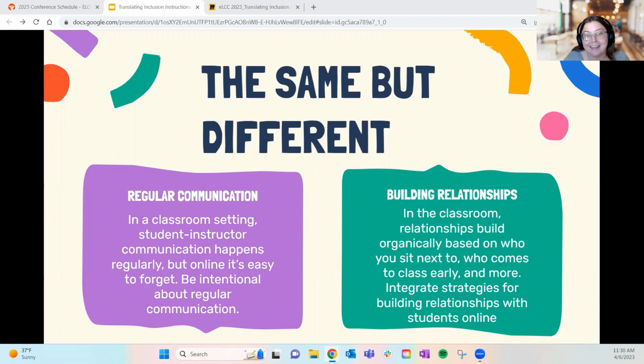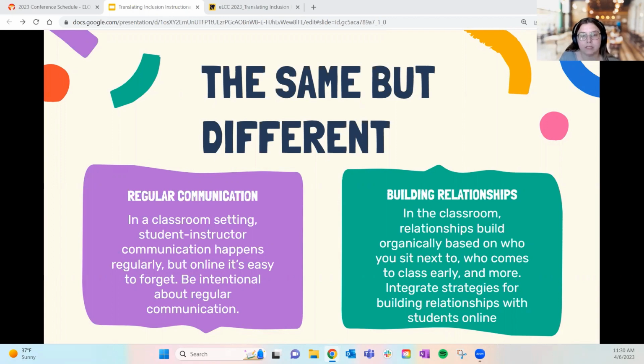It's pretty organic in the classroom. Who do you sit next to? Do you come early so you can talk to the professor? Do you stay late so you can talk to the professor? Those, again, office hours, those things kind of happen a little bit more organically. It's not as difficult to do in person as it is online. Certainly doesn't mean that there aren't challenges in person as well. There definitely are everywhere you go.